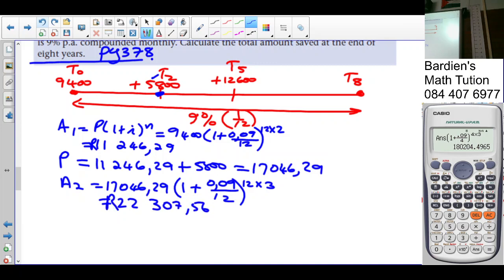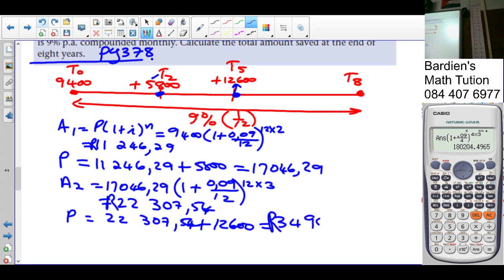So that's the amount lying at this point. So I must add 12,600. So your P value now will be 22,307.54 plus 12,600, which gives us a new P value of 34,907.54. Do you all agree with that?